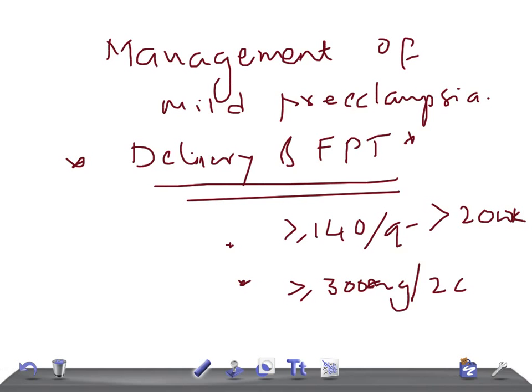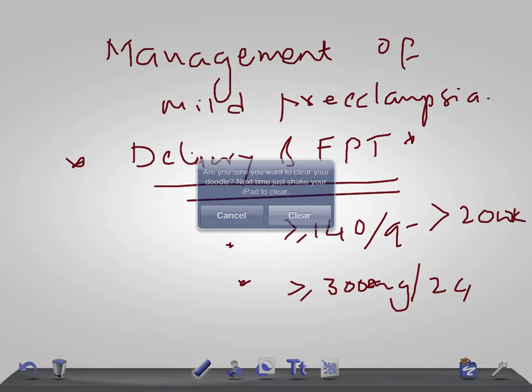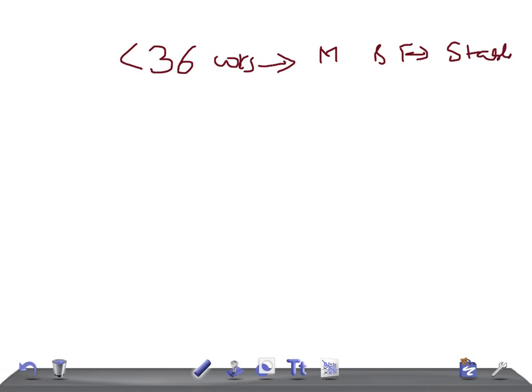Now let's talk about the treatment based on the gestational age. Okay, if the gestational age of the patient is less than 36 weeks, and if the mother and the fetus are stable, then you can treat conservatively in the hospital. In the hospital, remember, okay, because why? Because they can progress to severe preeclampsia.